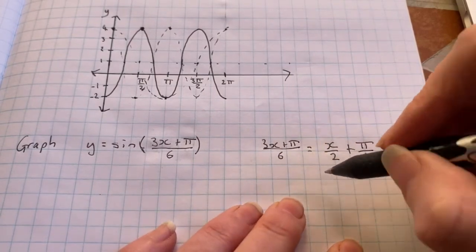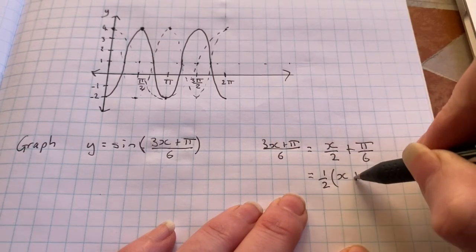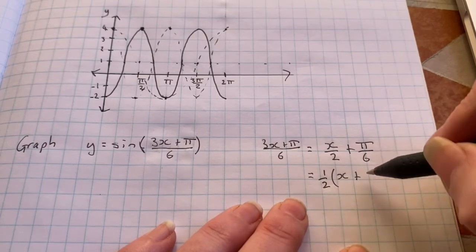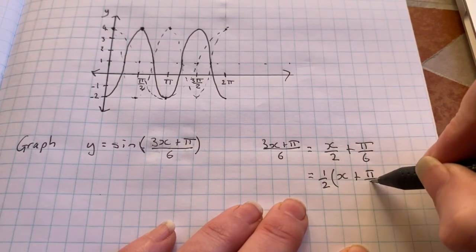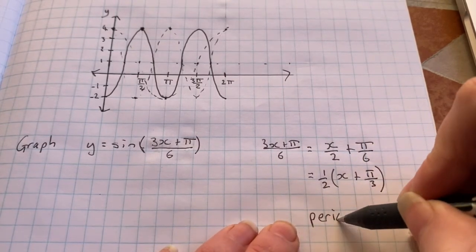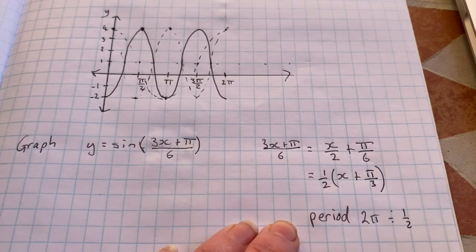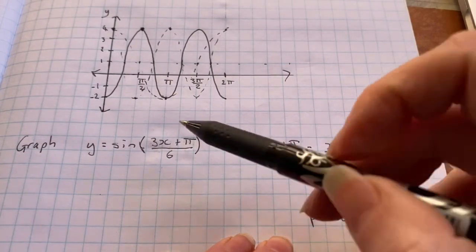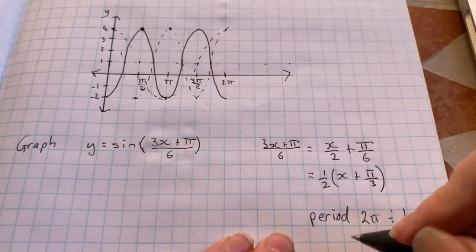Now, we want half to be up the front because we want it factorized so x is on its own. And we need to work out what goes here. Now, because this is half, it's half times something would give us the 6. So that's going to be 3. So our period is 2 pi divided by half, which equals 4 pi. And our amplitude is just 1. Our center is just 0.